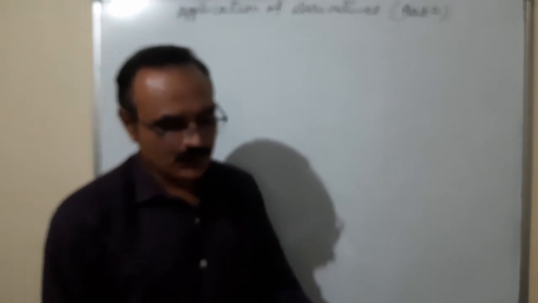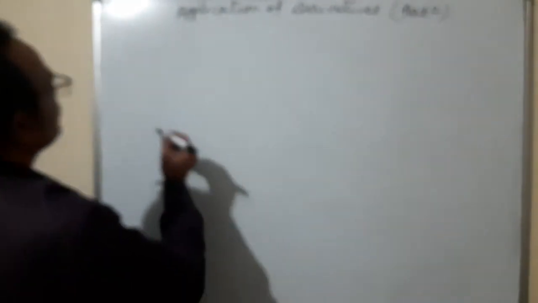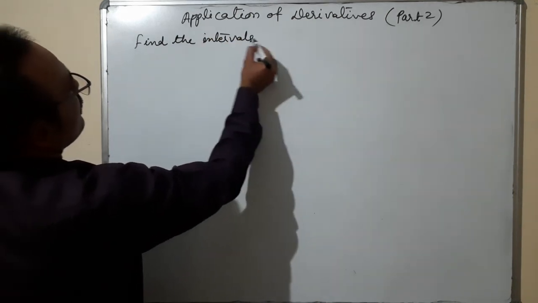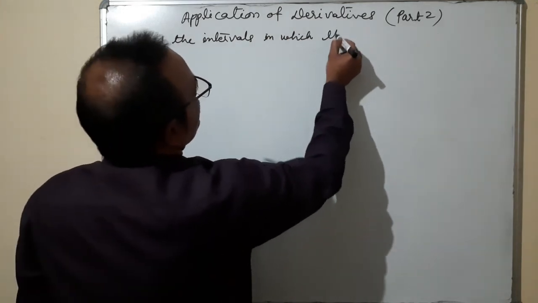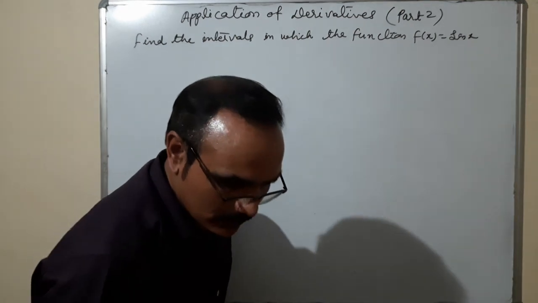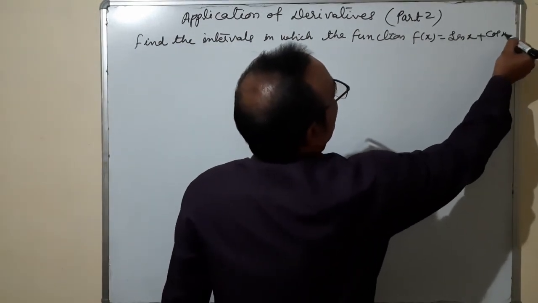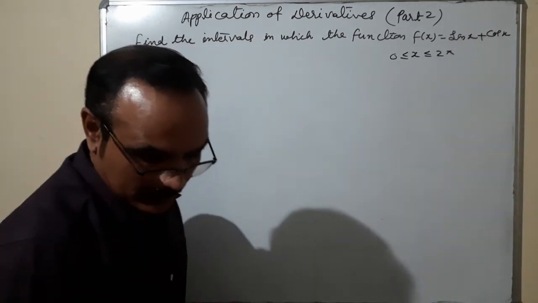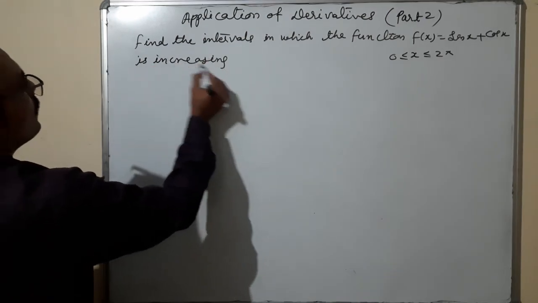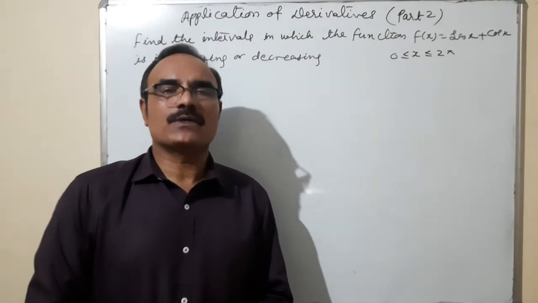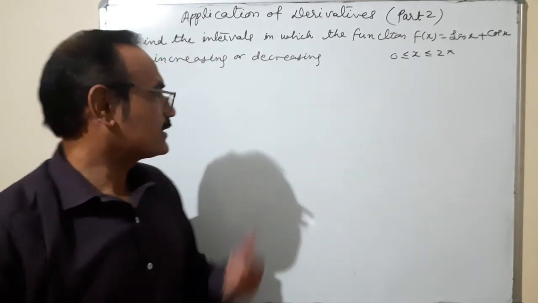One question is, find the intervals in which the function f of x is equal to sin x plus cos x, where 0 is less than or equal to x is less than or equal to 2 pi, is increasing or decreasing. It's a very interesting question.